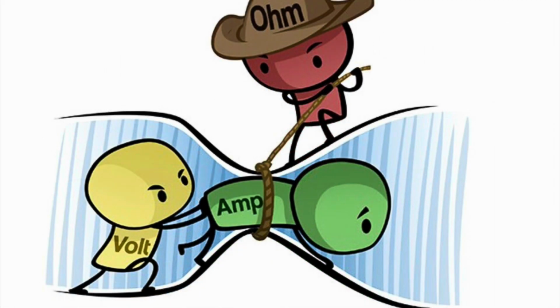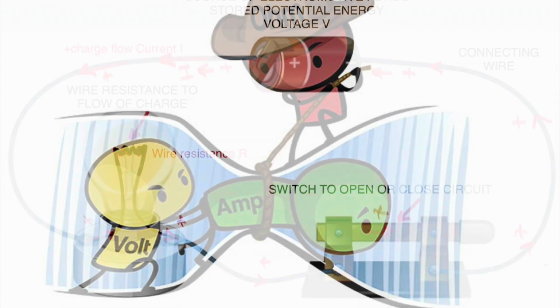This is a cartoon that represents the relationship between voltage, current, and resistance. The voltage is pushing the current through. The current is in amps, and the resistance is in ohms. It is the restriction on the current. The more you push, the more current goes through, and the more restriction, the less.